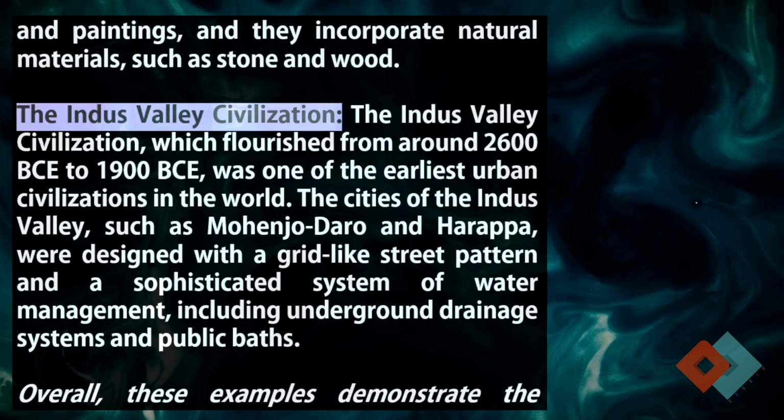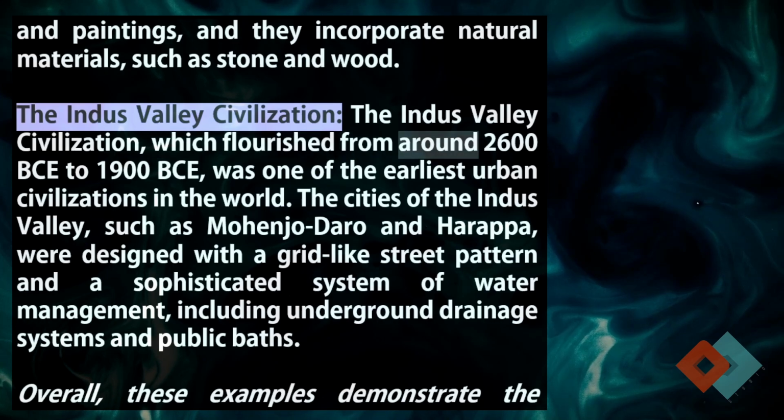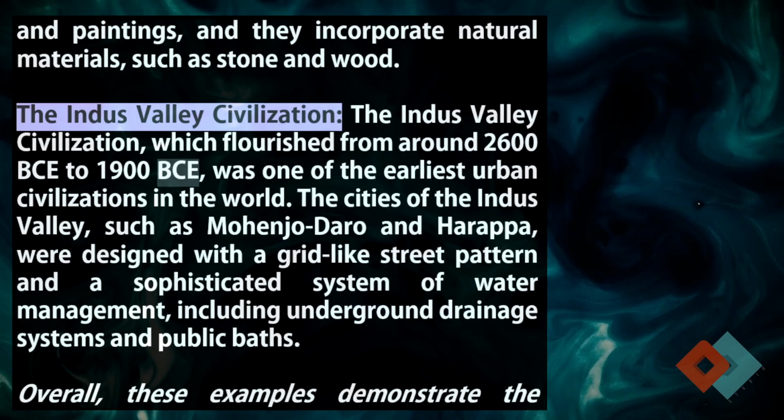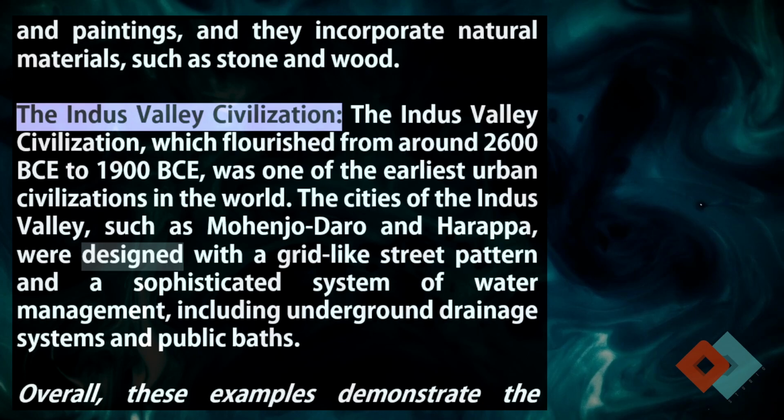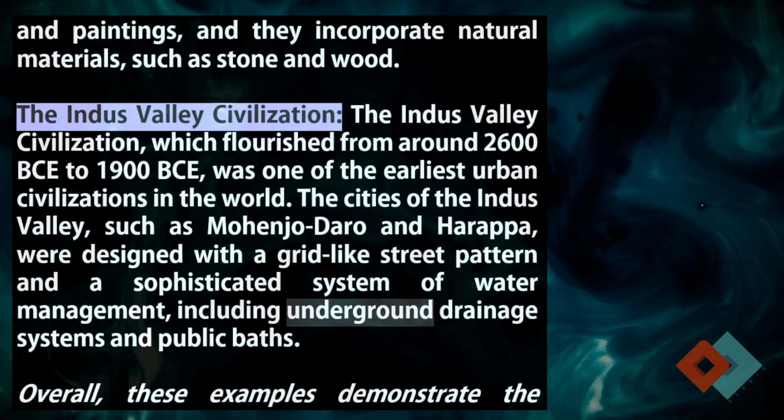The Indus Valley Civilization. The Indus Valley Civilization, which flourished from around 2600 BCE to 1900 BCE, was one of the earliest urban civilizations in the world. The cities of the Indus Valley, such as Mohenjo-daro and Harappa, were designed with a grid-like street pattern and a sophisticated system of water management, including underground drainage systems and public baths.